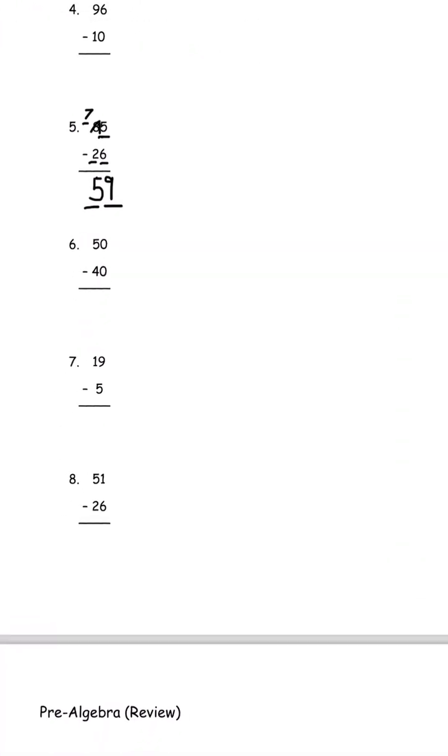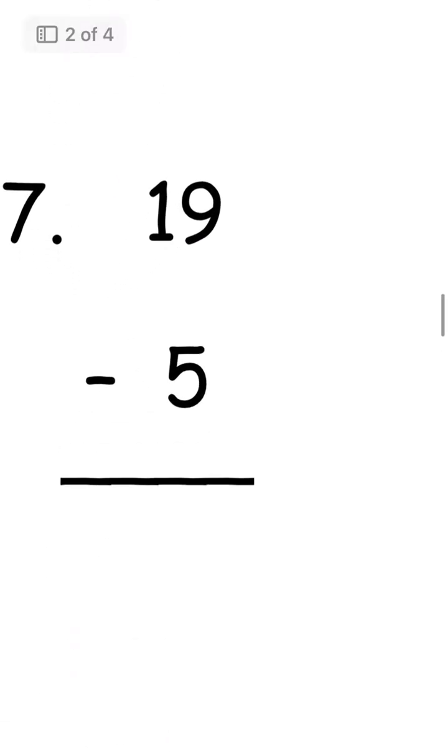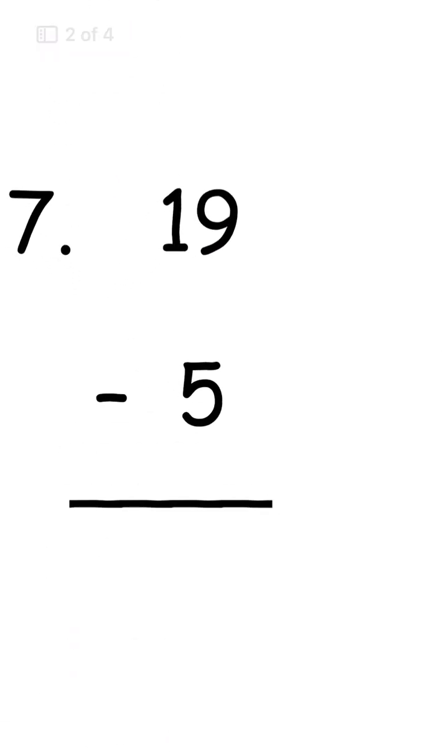And then let's look at number 7 on this page. So we have 19 minus 5. We don't have to regroup on this one because the bottom number is less than the top number. So 9 minus 5 is 4.